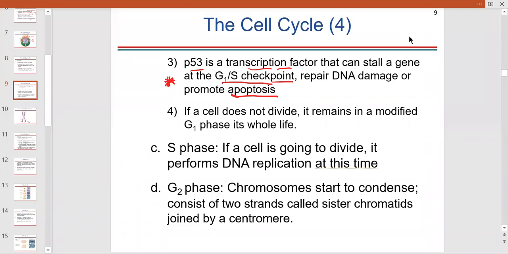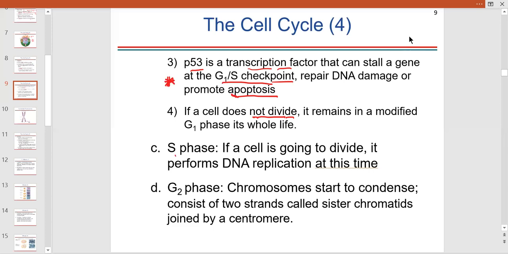Okay. And if it doesn't divide, it's going to stay modified and be that way forever. Like nerve tissue would be more like that. And muscle tissue too. Muscle tissue is not very regenerative. Skeletal and cardiac is not, but smooth muscle is the most regenerative, most mitotic of the muscle types. But again, skeletal muscle is not undergoing mitosis. Like when your muscles grow, they're growing in size, the cells. They're not growing in number.